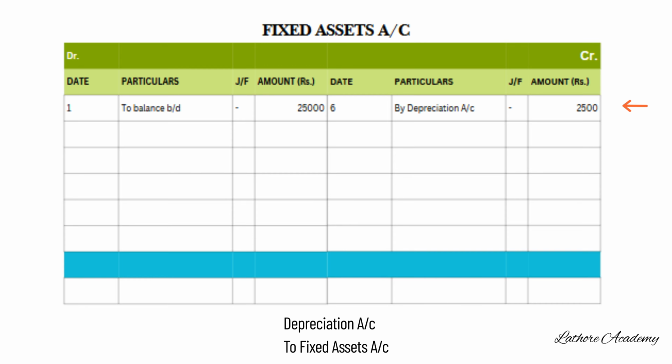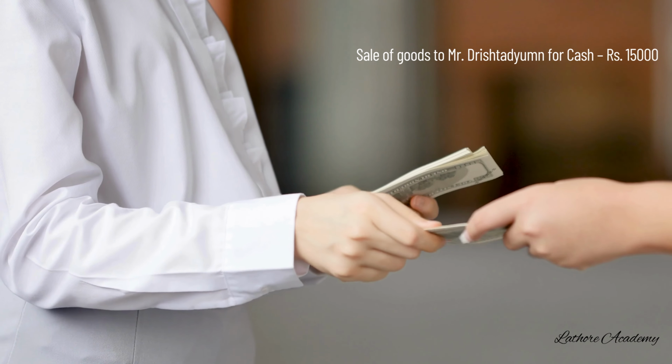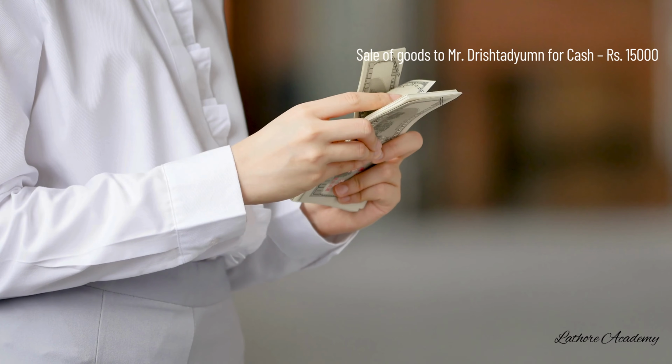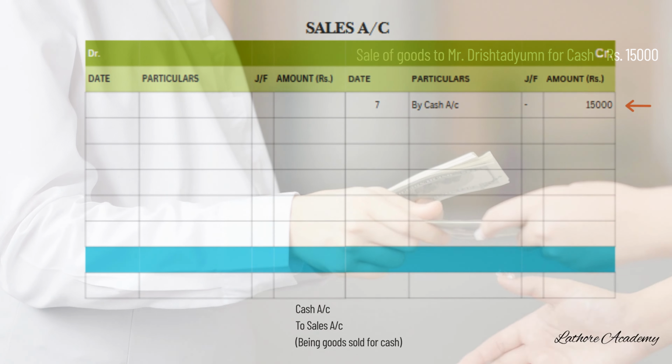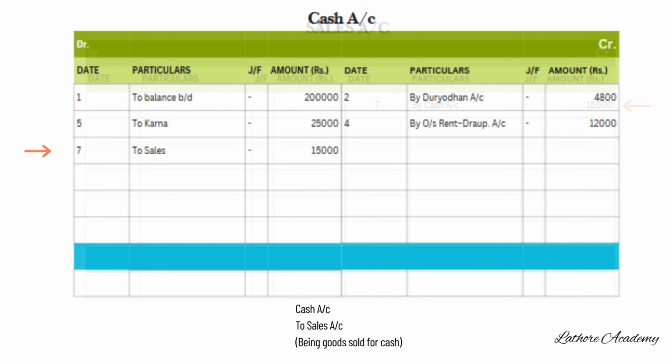Moving on to the next transaction, sale of goods to Drishtadyumna for cash, 15,000 rupees. Students, please remember this is actually a cash sale. So the journal entry is cash account debited to sales account, and sales account is credited by cash account. Since we are preparing both accounts, we have to post it accordingly. So the sales account is being credited By Cash account, and the cash account is being debited To Sales account, 15,000 rupees.